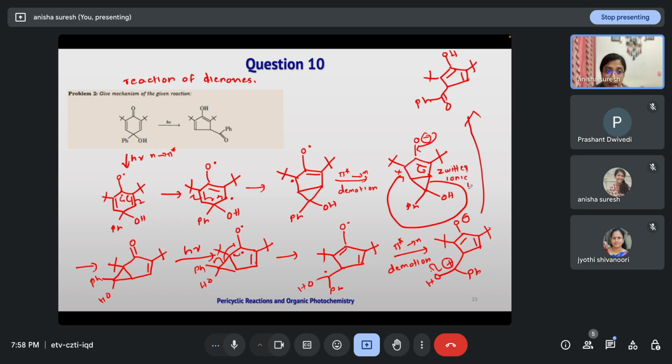This is also a zwitterionic intermediate. Now this oxygen lone pairs upon falling, it can neutralize this positive charge leading to formation of the ketone. Then this H plus can undergo proton transfer to this O minus leading to formation of the final product. Is the mechanism clear?